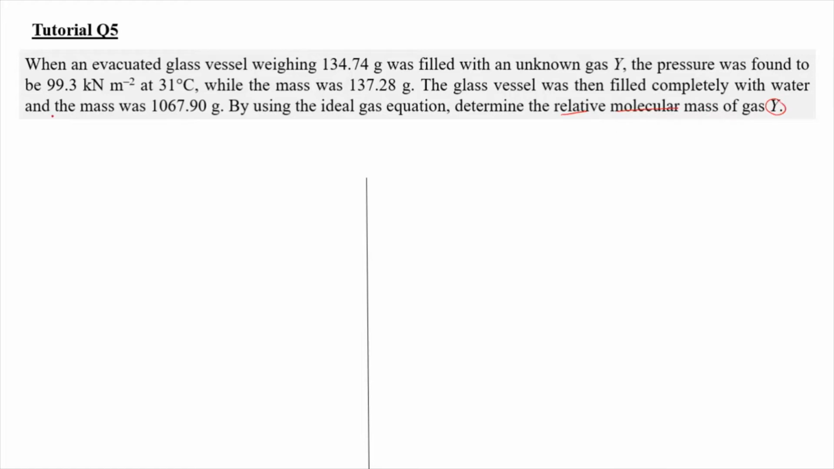So if you read the question like this, it's going to be very hard for you to visualize. So what I will suggest you to do is to draw the diagram so that you can see the situation more clearly. So you can start by drawing the vessel first. So let us read the question again. So when an evacuated glass vessel, so evacuated here means empty glass vessel.